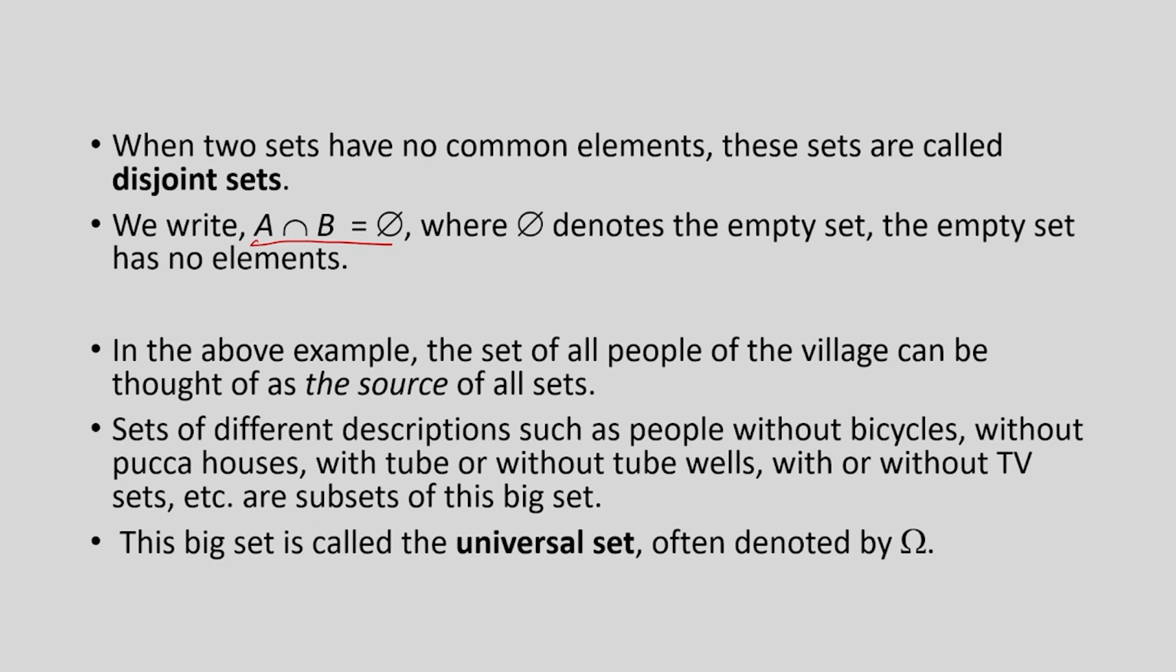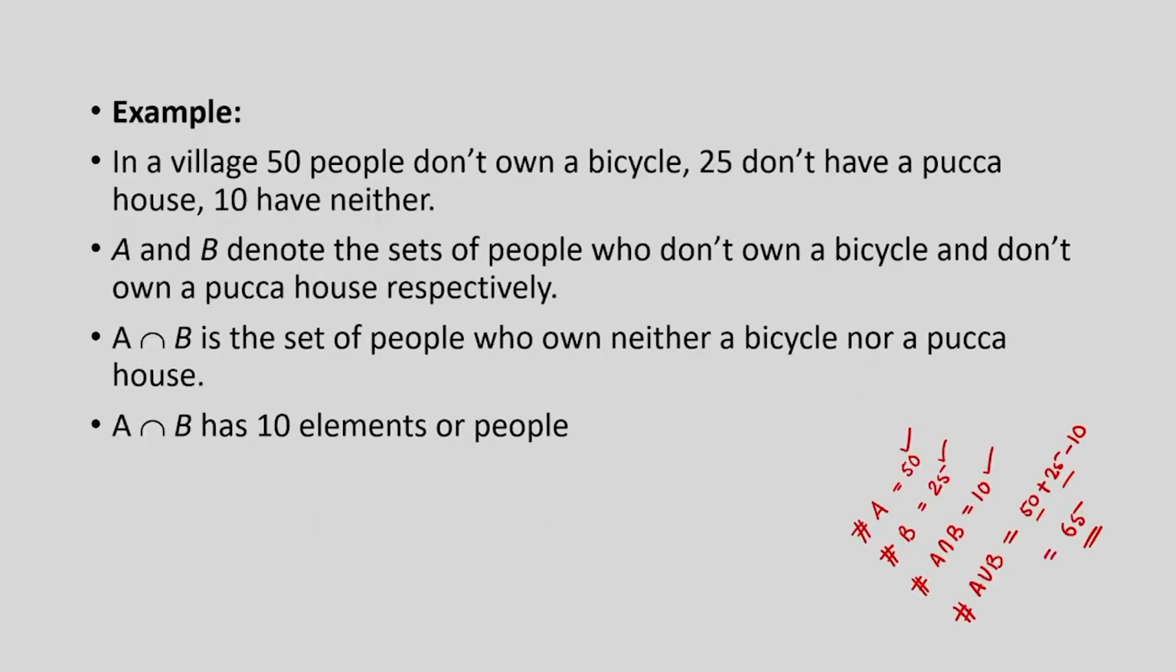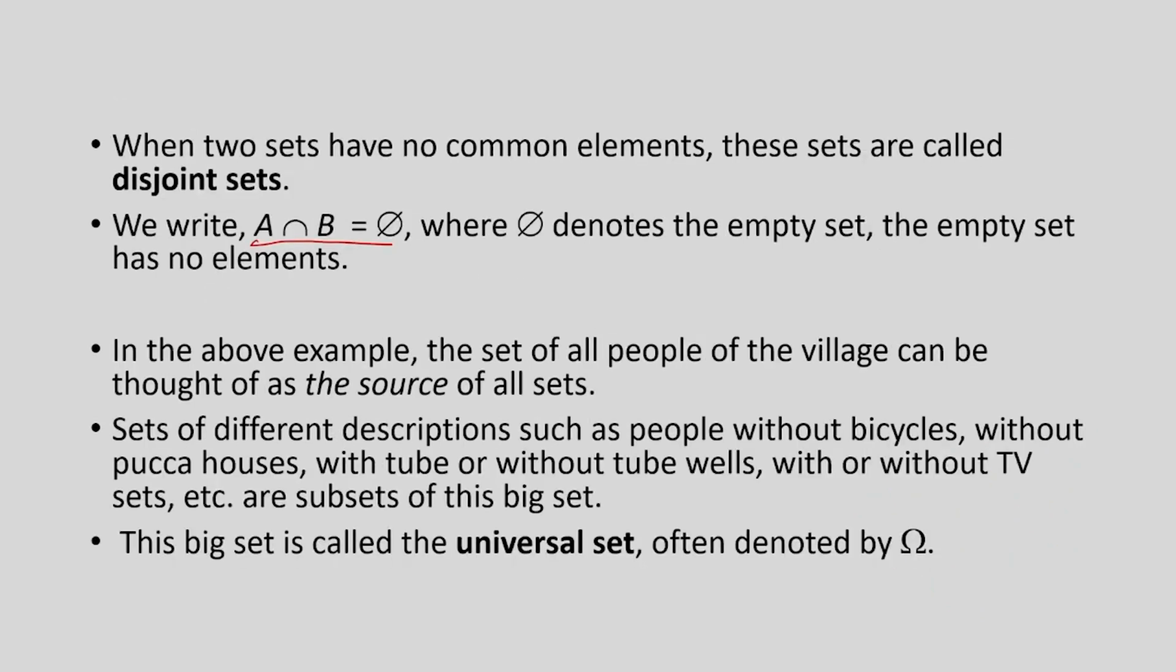In the above example, the set of all people of the village can be thought of as the source of all sets. So, I am talking about this example, right. There is a village in which some people meet some criteria, some people do not own a bicycle, some people do not have a Pakka house, etc., etc. Now, this village itself, or more precisely the people of the village itself, could be thought of as the source of all these small sets, right. The set of all people of the village can be thought of as the source of all sets.